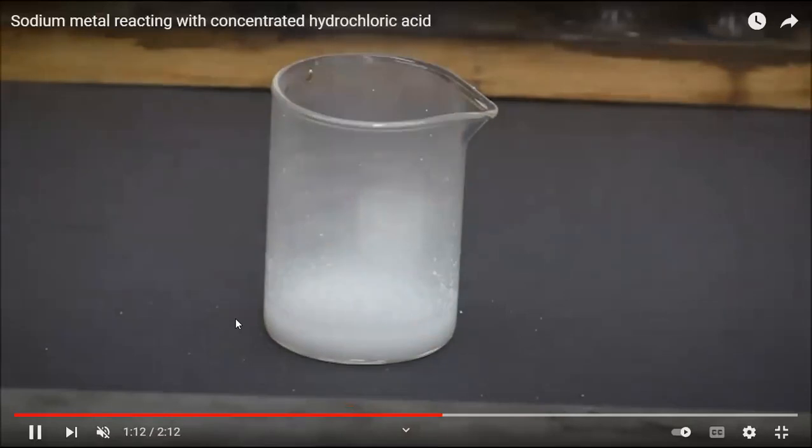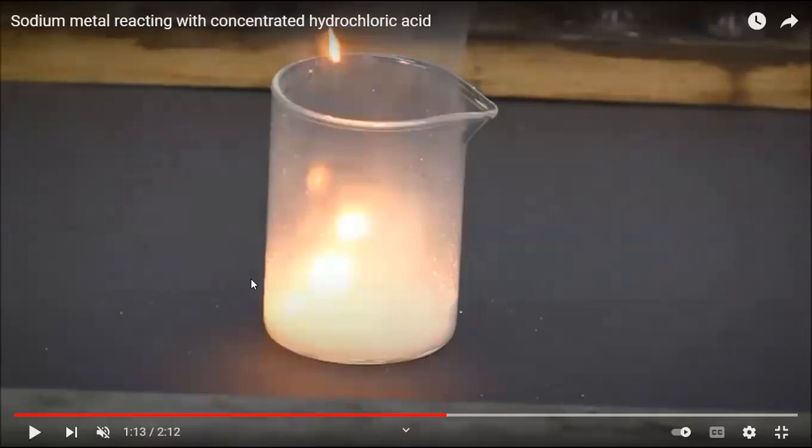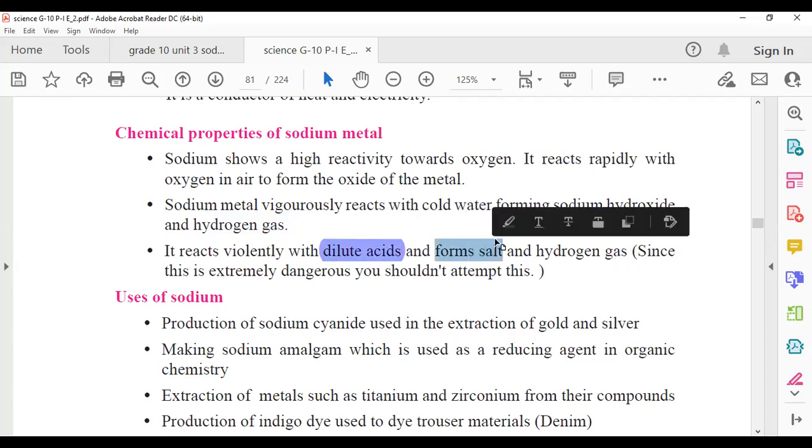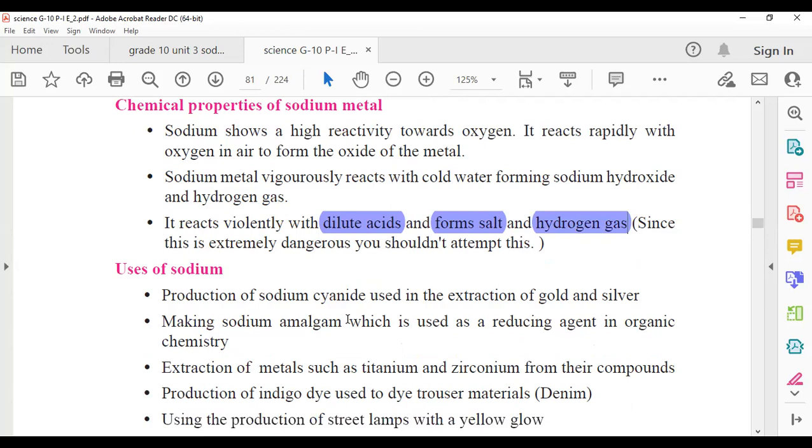Okay, so this kind of reaction, your book is describing as a violent reaction. Here in this reaction, we are using diluted acids, and there are two products coming here. One, salt is formed, and the other one is hydrogen gas. And the book is telling, please don't use the sodium plus acid reaction in classes. It is very, very dangerous.